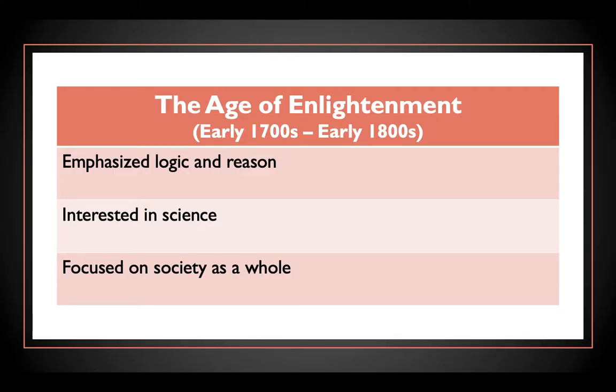So we're moving on. Our first unit was on Native American literature, and now we're going to be moving on to the Age of Enlightenment. This took place from the early 1700s to the early 1800s. During this time, there was an emphasis on logic and reason. There was an interest in science, and people in literature tended to be focused on society as a whole rather than on the individual.